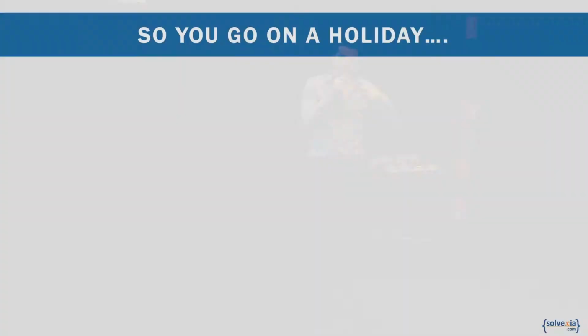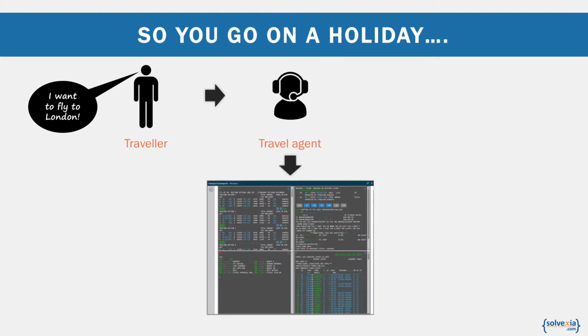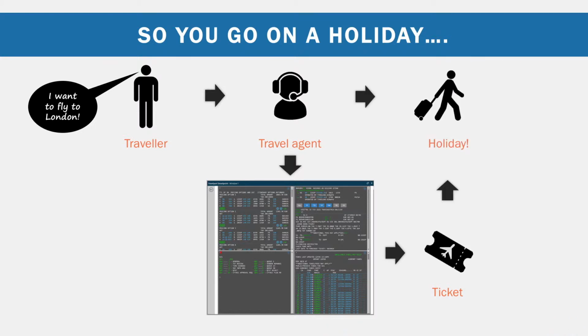So imagine, I'm going to hope that everyone here in this room has been on a holiday at some point. But you go to the travel agent and you want to book a ticket. So you tell them, I want to go to London. Depending on where you're sitting when you're talking to the travel agent, you might see this screen that looks like an old DOS screen. So they do their thing, they book you, they give you a ticket, and you go on your holiday, and that's the end of it for you.